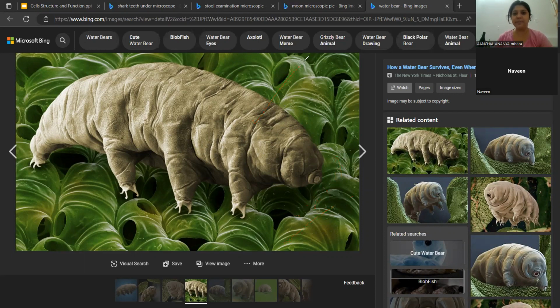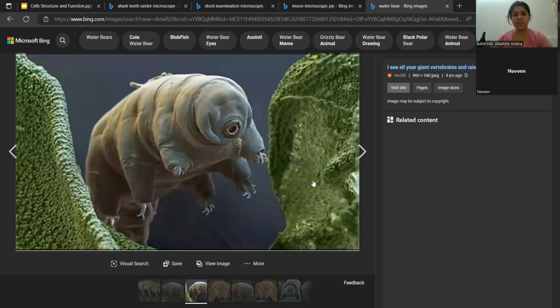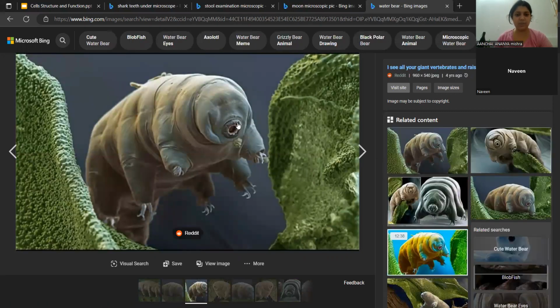Speaking about face, it doesn't have a face. It just has a sucking mouth, which can be used to suck the food. It just has that. It does not have any eyes or anything like that. I think I'll be dreaming about it today. It's scary to me as well.